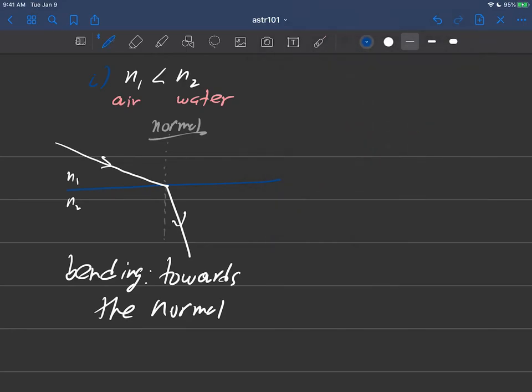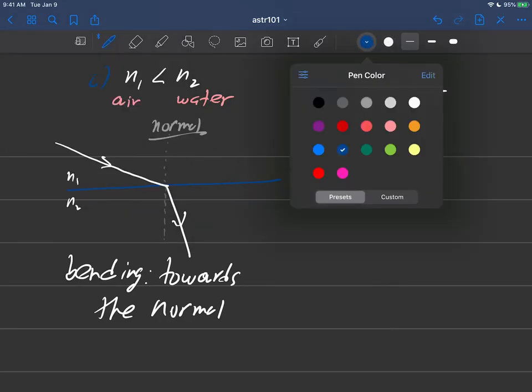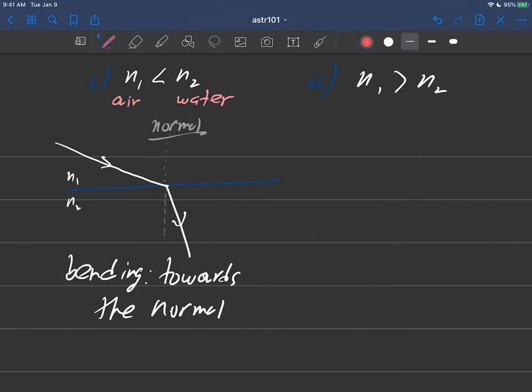Okay. The second case is right here, that basically N1 is greater than N2. So this might be an inverted problem. Maybe you're going from water into air, or I'll just pick another case here. You can look at the chart to verify this. Maybe you're going from glass into water.